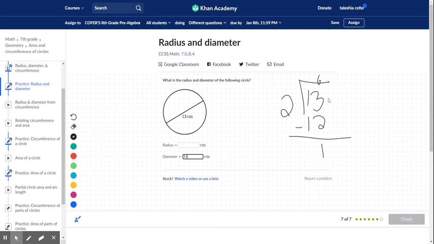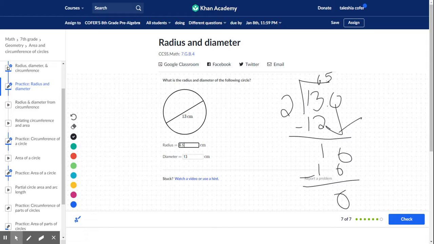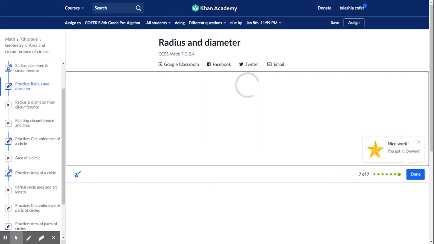So I'm going to put a decimal, a 0, and bring it down. I know that 2 can go into 10 5 times, because 2 times 5 is 10, and 10 minus 10 is 0. So I now know that my radius is 6.5. Make sure I type the right thing in here. And we're finished.